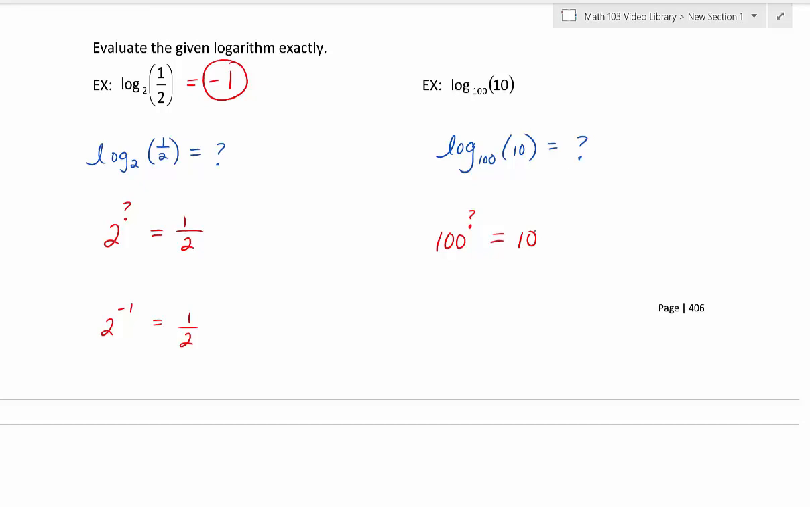I know that the square root of 100 is equal to 10, and the square root can be rewritten as the exponent of 1/2. So 100 to the 1/2 power is equal to 10. That means that log base 100 of 10 is equal to 1/2. It's equal to the exponent because that's what we were looking to find. That was our question mark.